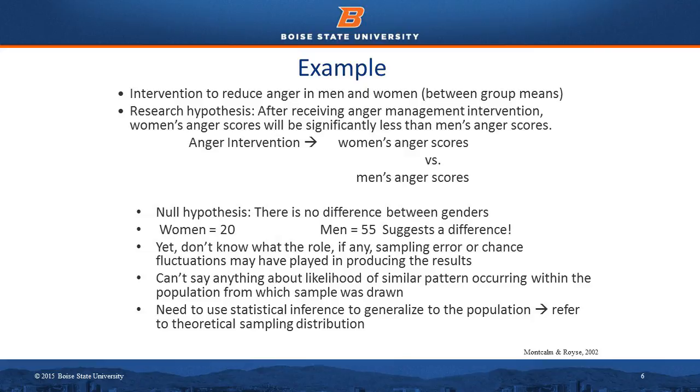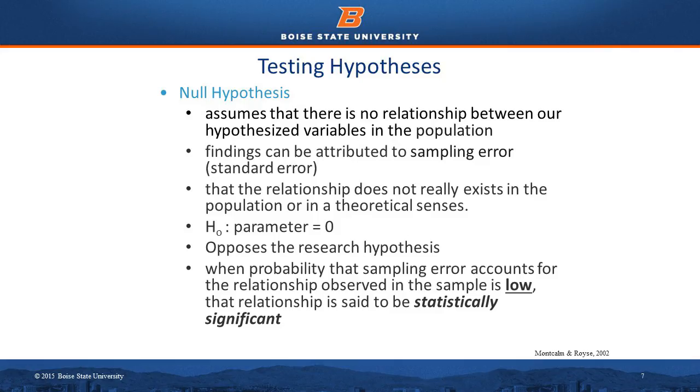Specifically, if the p-value obtained for the sample statistic is greater than the alpha level selected, or significance level, it's appropriate to conclude that the sample association or difference observed is not statistically significant. The null hypothesis assumes that there is no relationship between our hypothesized variables in the population and that any findings are attributed to sampling error. The null hypothesis always opposes the research hypothesis. When the probability that a sampling error accounts for the relationship between the variables of the sample is low, that relationship is said to be statistically significant.